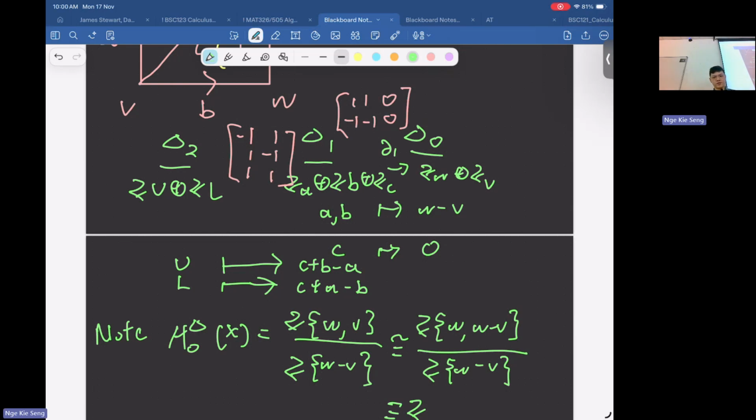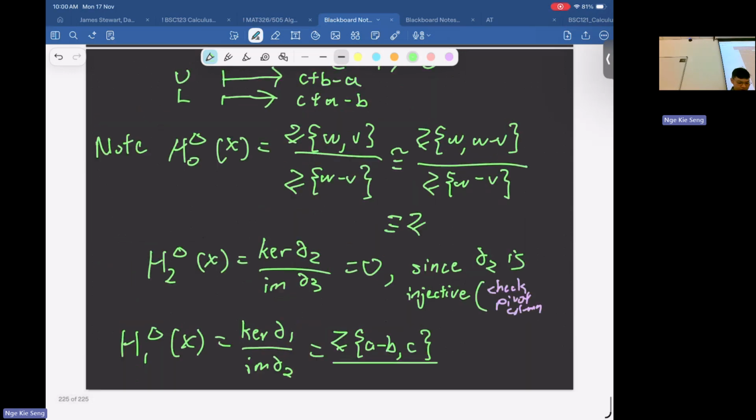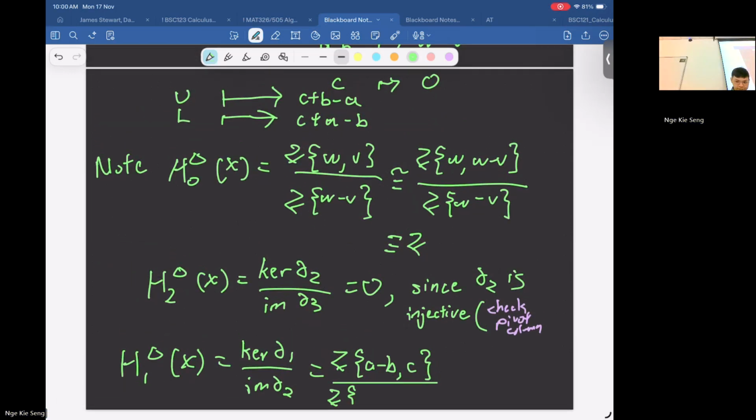So what's the two-dimensional image here? One of them obviously is C plus B minus A. The other is C plus A minus B. This is two of them. But we can do a little change of basis. We make it C and A minus B plus C.